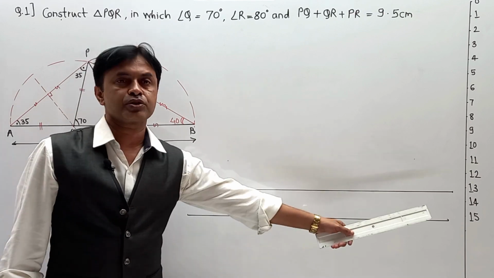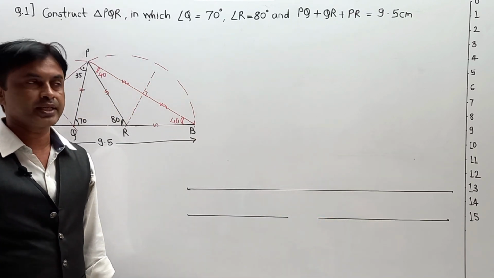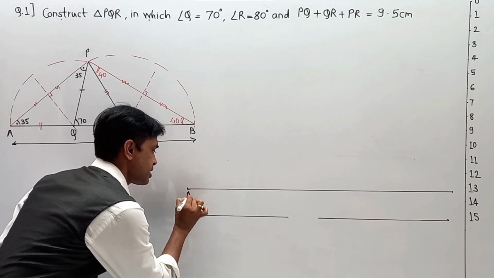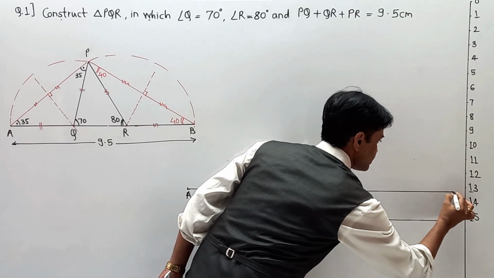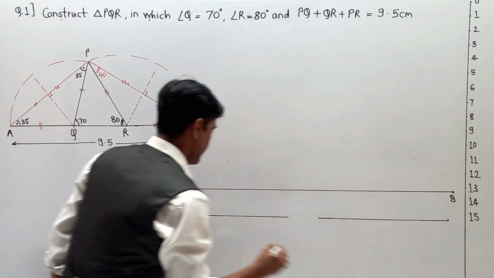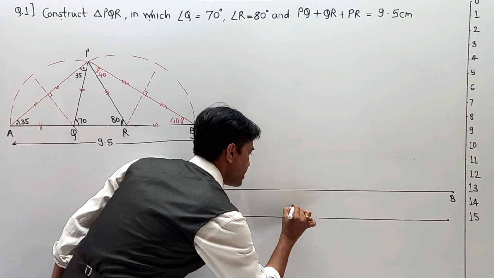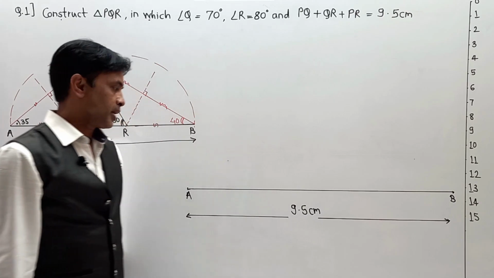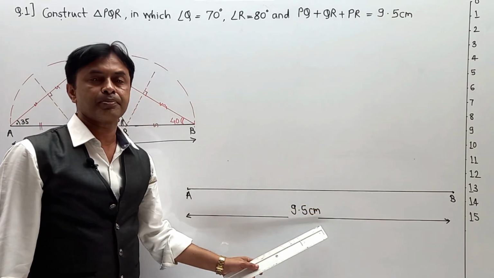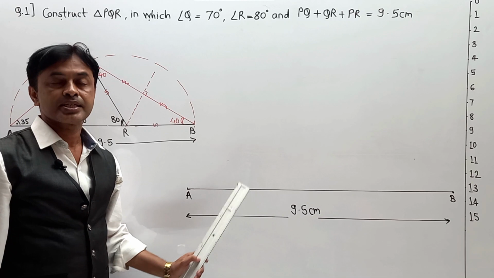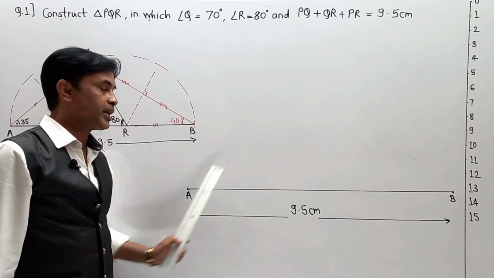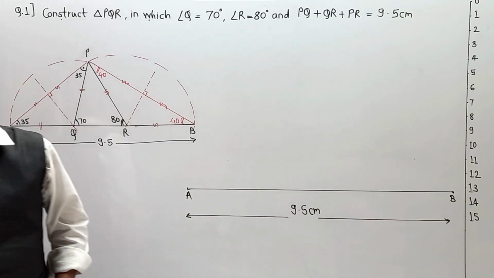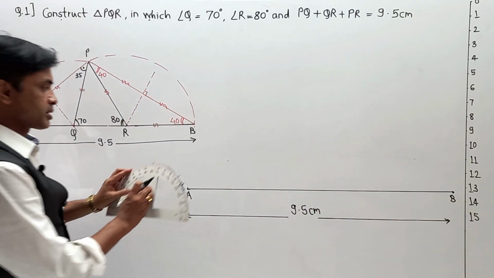Now student, I have drawn one horizontal line which is of length 9.5 centimeter. As per rough diagram, the length is AB. So I am going to indicate this AB over here. And the length of this part AB is 9.5 centimeter. And as per the part 70 and 80 degree, means from point A we have to take an angle of 35 degree. And from point B, we have to take an angle of 40 degree. In this case, point marking is the most important.